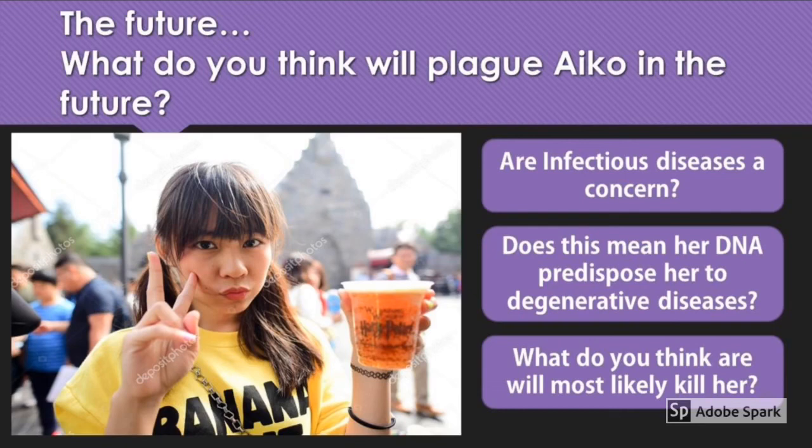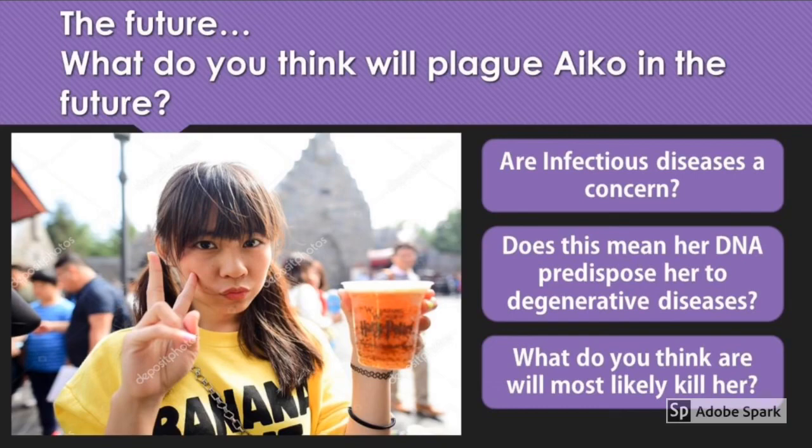The second point here, does DNA predispose her to degenerative diseases? Well, it doesn't exclude Layla anyways, so the DNA is the DNA lah. There's a higher chance of her getting treatment for these instead, because the access to medical care is always a little better in the DCs. So what will probably kill her in the future besides old age? I'm guessing probably more of these degenerative diseases, things like heart attack, high blood pressure, and diabetes.